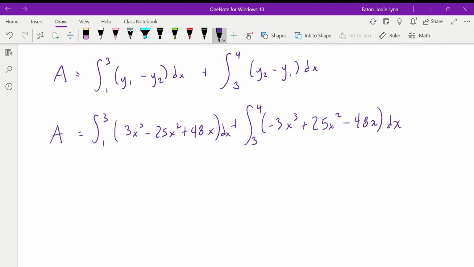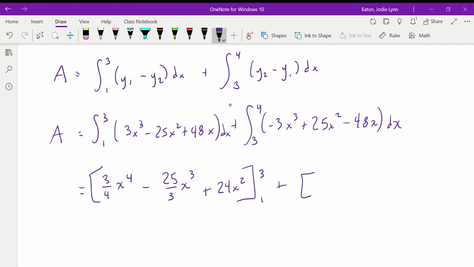That's our area, and this is equal to, when we integrate, we get 3/4 x to the 4th minus 25/3 x cubed plus 24x squared. We're going to evaluate that from 1 to 3, plus negative 3/4 x to the 4th plus 25/3 x cubed minus 24x squared, and evaluate that from 3 to 4.